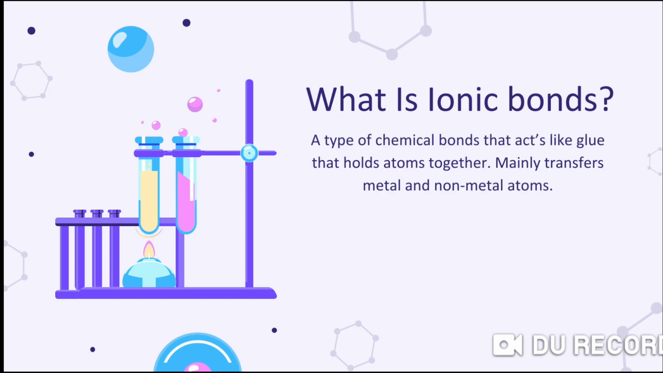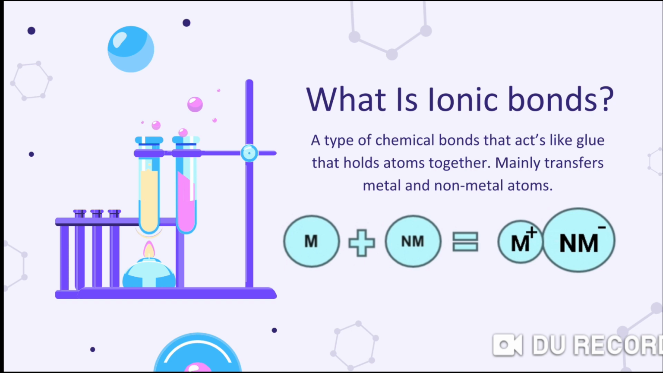Ionic bonds are a type of chemical bond that acts like glue that holds atoms together, mainly by the transfer of electrons between metal and non-metal atoms. It involves the electrostatic attraction between oppositely charged ions or between two atoms with sharply different electronegativities. For example, we have sodium chloride, where sodium is the metal element and chlorine is a non-metal element. Furthermore, in the lesson, we're going to elaborate on how these two elements attract each other.